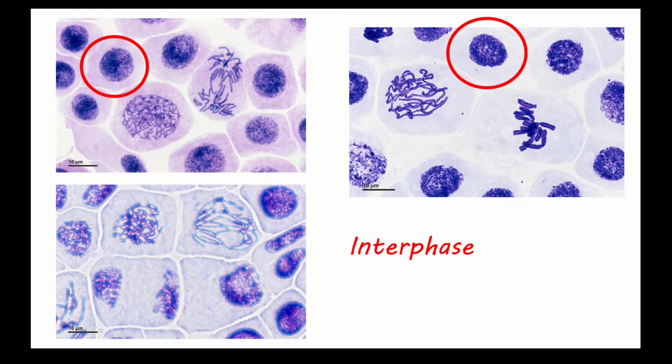These cells, circled red, are in interphase. We can tell this because the genetic material is contained in the nucleus, but we can't distinguish individual chromosomes.